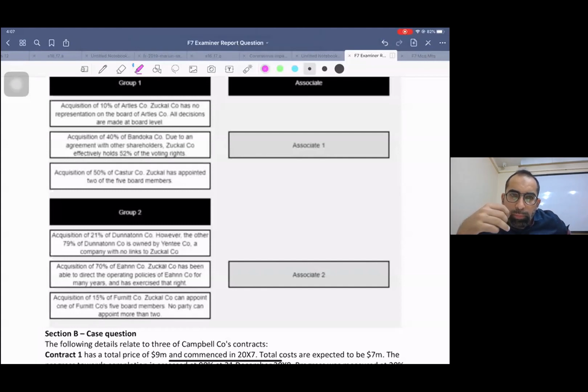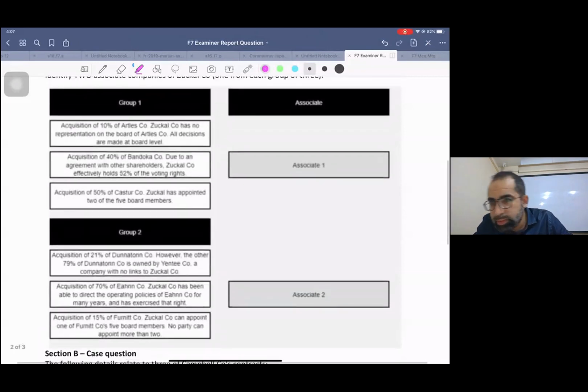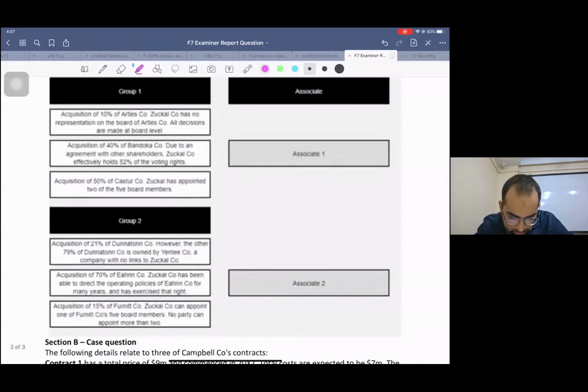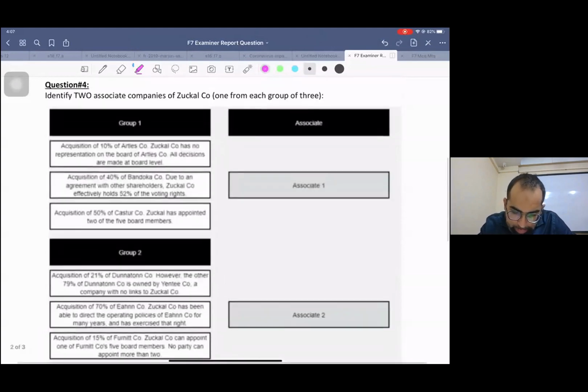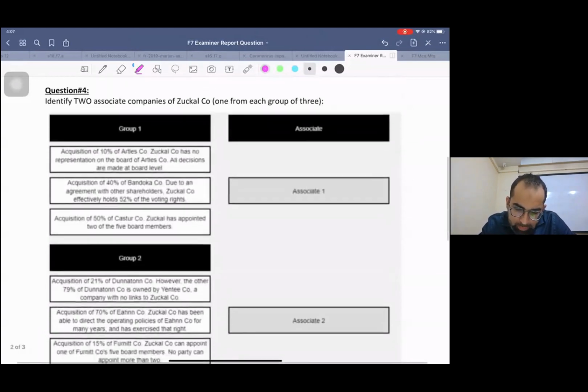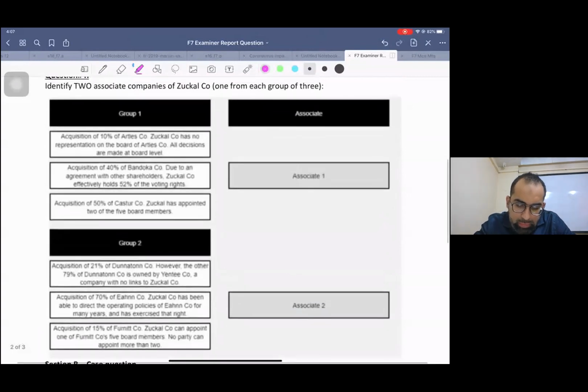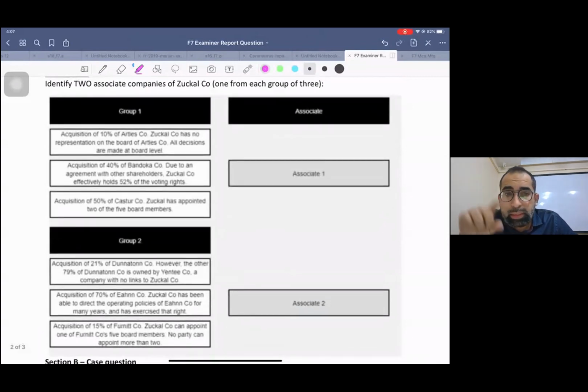Okay. Now, the first one is group 1 and the second one is group 2. You just have to listen to the requirement and identify two associate companies. In group 1, there are 3 points. One is an associate, pick it up. In group 2, there are 3 points. One is an associate, pick it up.